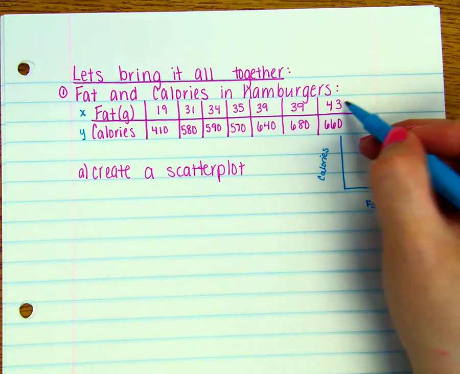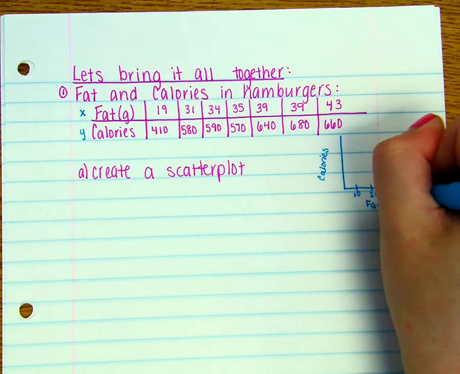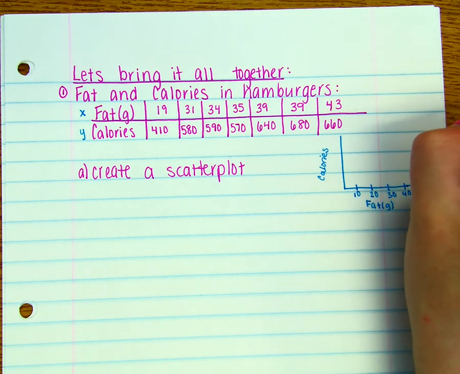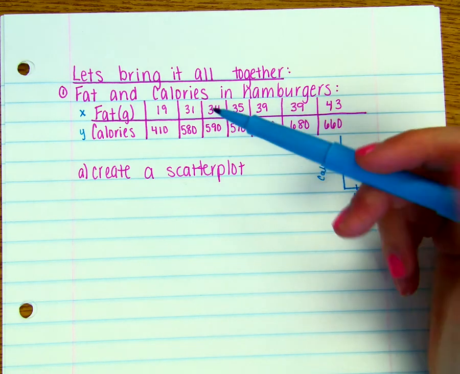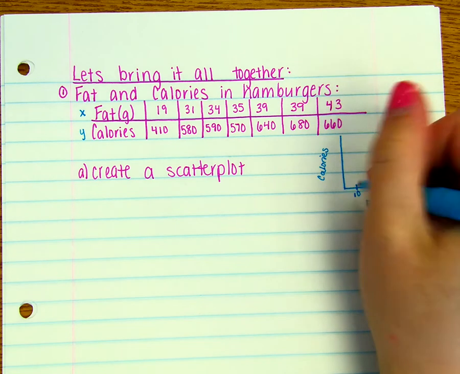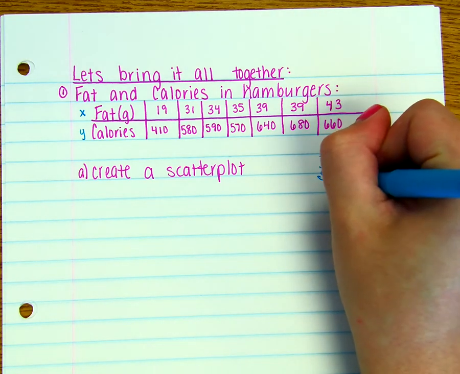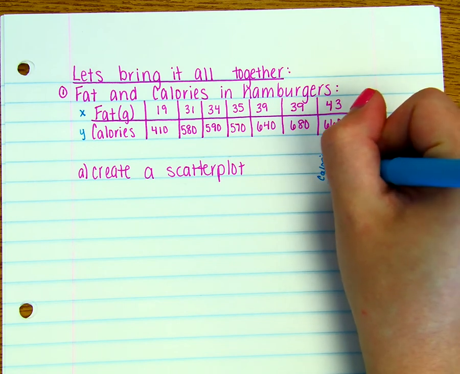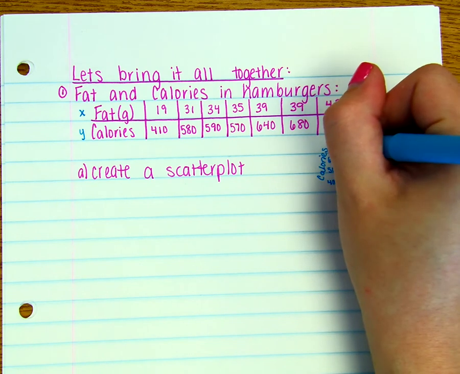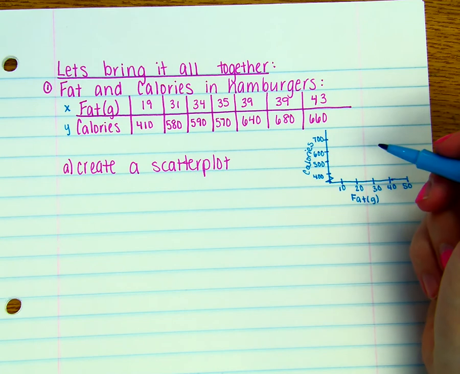Now, our fat goes from 19 to 43, so I'll just use increments of 10, 20, 30, 40. And we can extend that a little bit and go to 50. Now my calories start at 410 and go all the way up to 680. So I'm going to put a break in my graph like I did in my notes, and I'm going to start here at 400 and then go 500, 600, 700. So I can have all those data points.